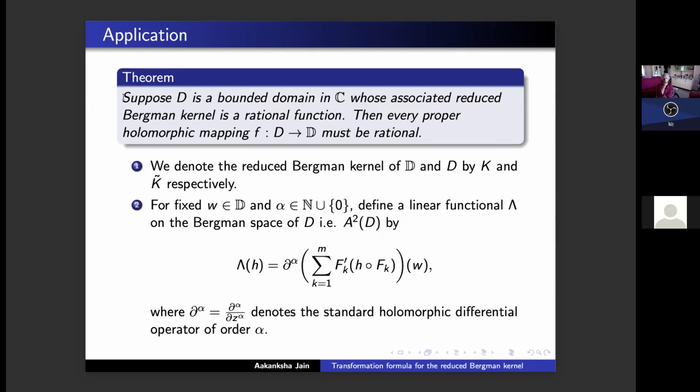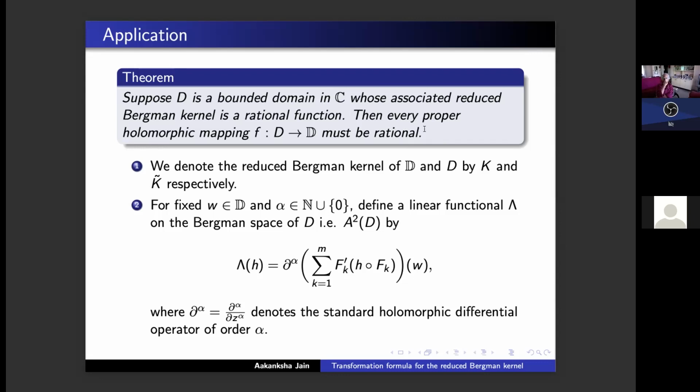Instead, I'll move to the application of the transformation formula. So the theorem says that if D is a bounded domain in C whose associated reduced Bergman kernel is a rational function, then every proper holomorphic mapping F from D to the unit disk must be rational. In order to prove this, we need a lemma due to Bell.